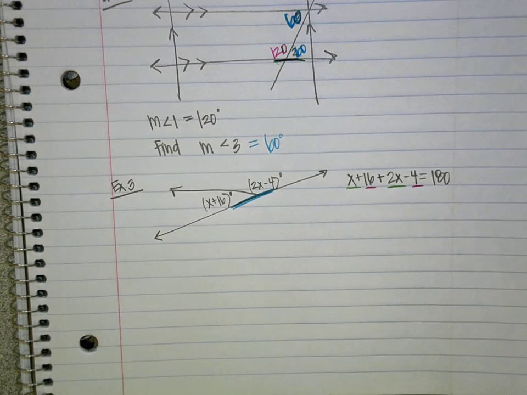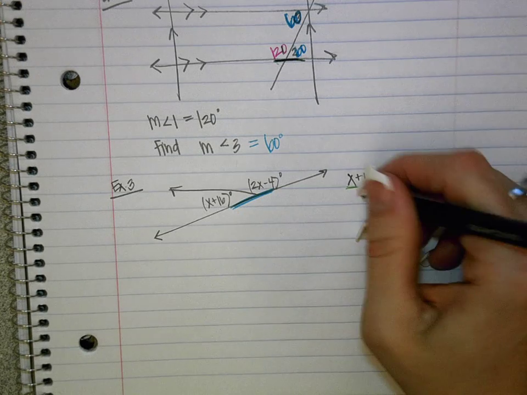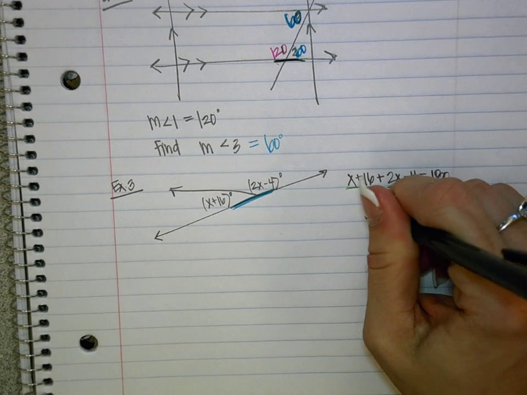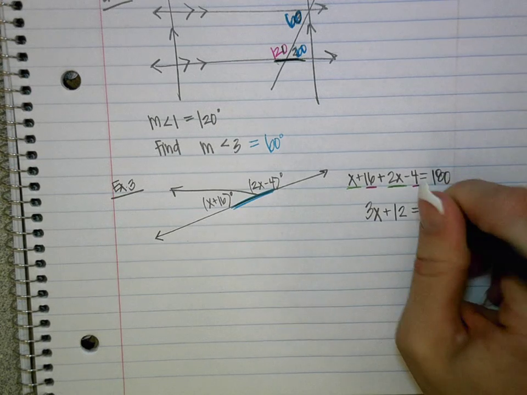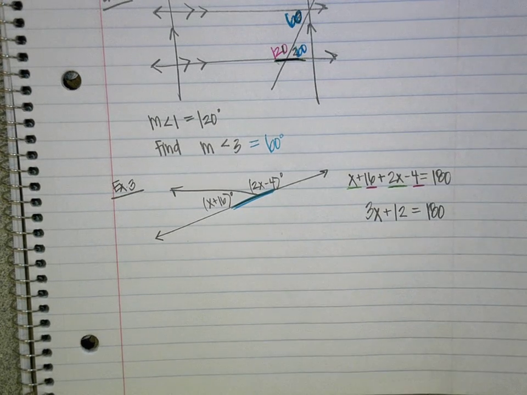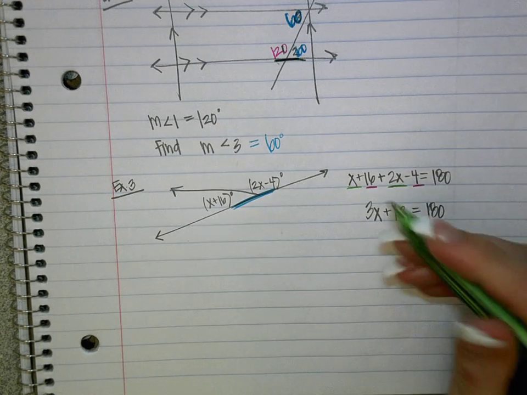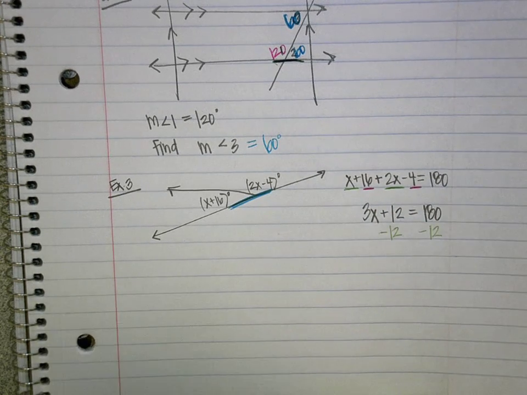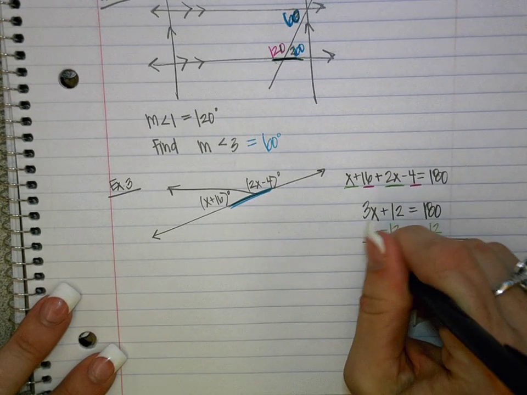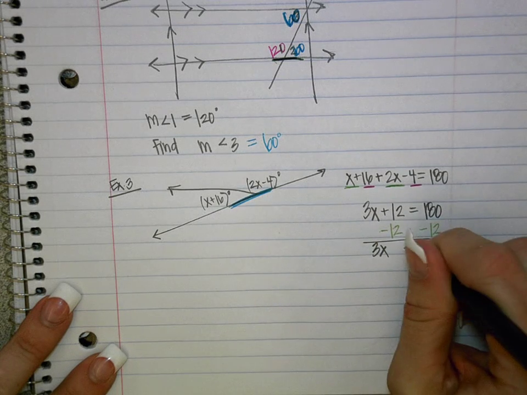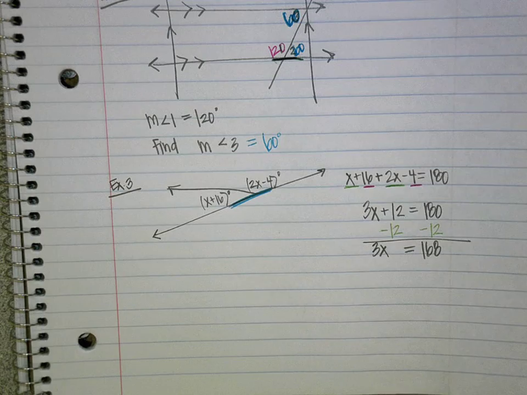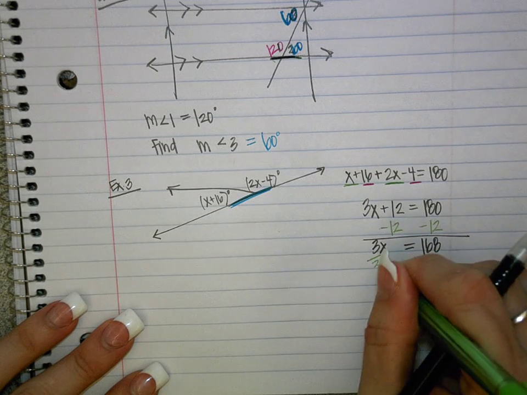X plus 2x gives us what? 3x. Positive 16 minus 4 gives you plus 12 equals 180. Then to move this over, you should subtract 12 from both sides. We'll subtract 12, we get 3x is equal to 168. And then to get x by itself, you should divide both sides by 3.